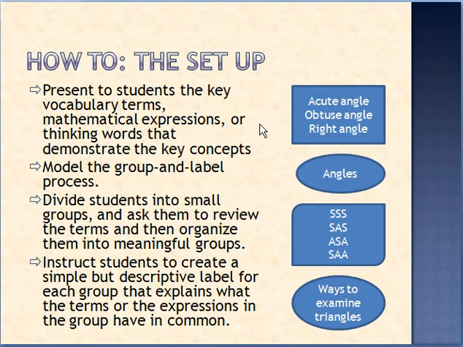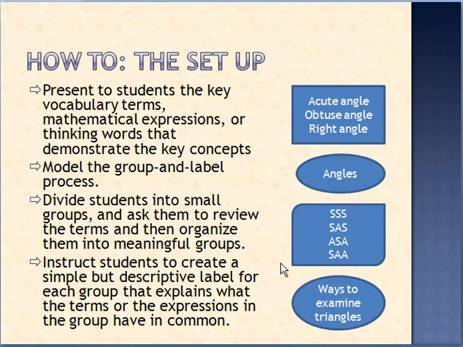The way to set up an inductive learning lesson is to present students with key vocabulary terms, mathematical expressions, or thinking words that demonstrate the key concepts of the unit or the topic the teacher wants to teach. As an initial step, the teacher will have to model the group and label processes. After students are familiar with those processes, where they can group certain mathematical terms and then label them, students are divided into small groups and asked to review those terms or expressions and organize them into meaningful groups.